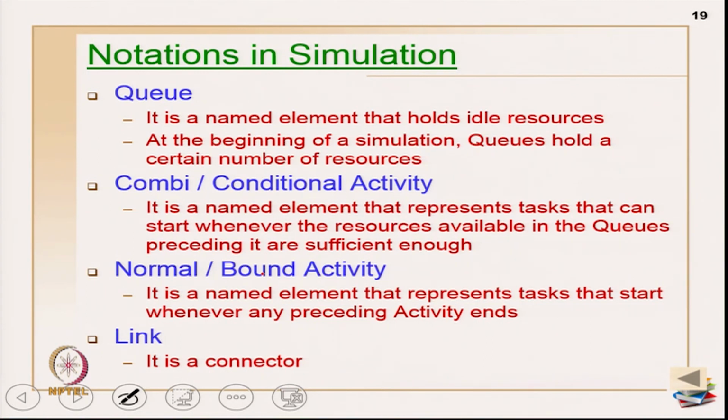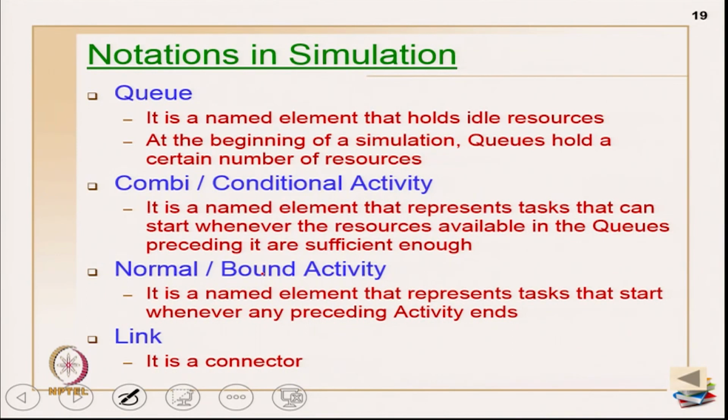Q is a named element that holds idle resources. At the beginning of any simulation, queues can hold a certain number of resources. The next is the combi or conditional activity. It is a named element that represents tasks that can start whenever the resources available in the queues preceding it are sufficient. Suppose I need two resources in the predecessor queue, then only when the 2 come in will this activity start, otherwise it will not start.